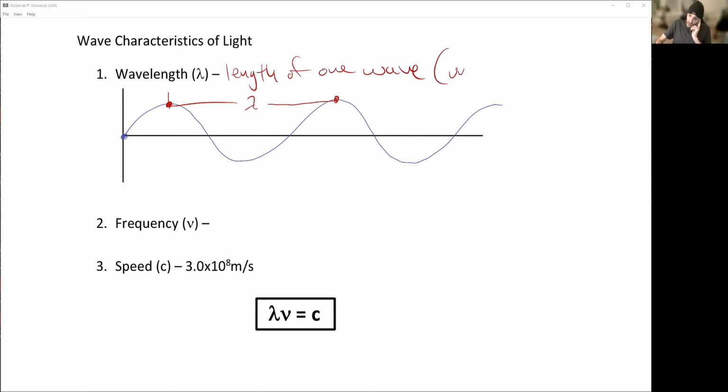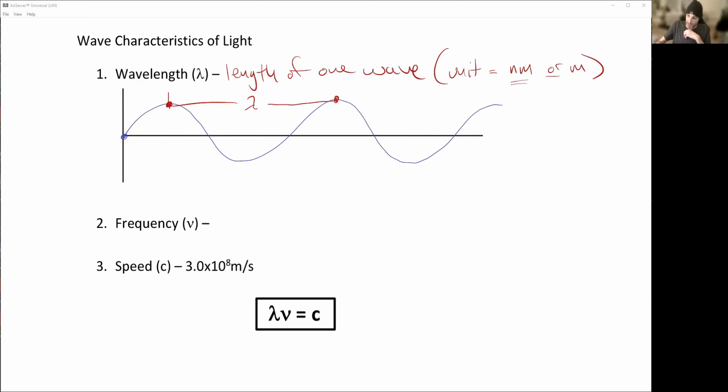Typically, the unit that we're going to use is, of course, a distance, but nanometers or meters. We see meters when we're actually dealing with unit conversion and stuff, but nanometers is typically what you're going to see when we're looking at the visible light spectrum, which we deal a lot with.